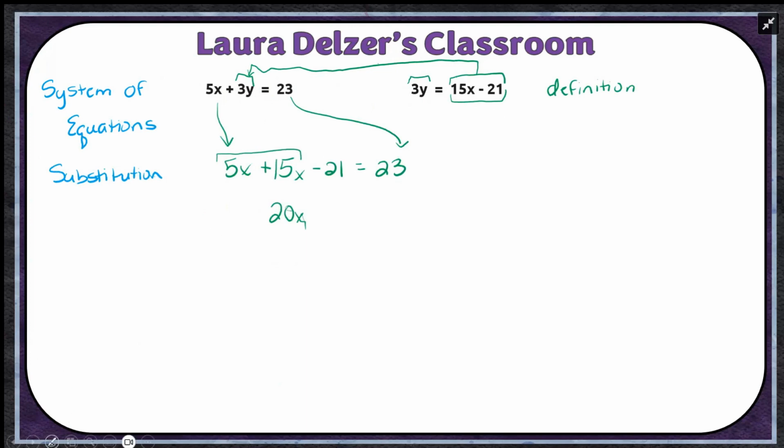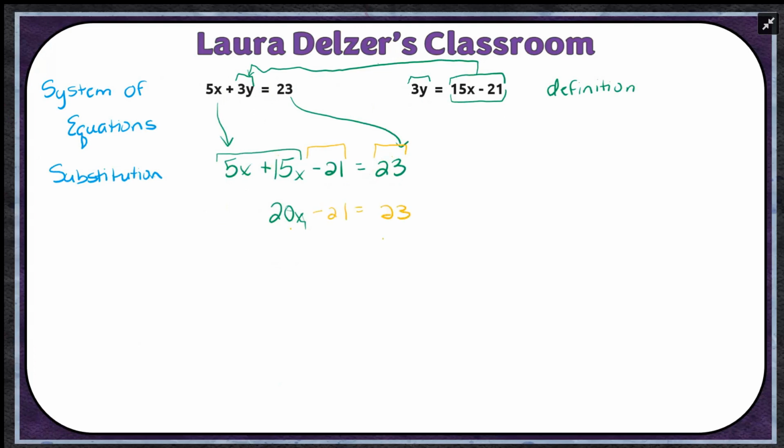Do not do the common thing that some students want to do. They try to combine the negative 21 and 23. Those are different. Those are constants. They don't have an x with them. They don't have any variable with them. And so those are what we call constants.